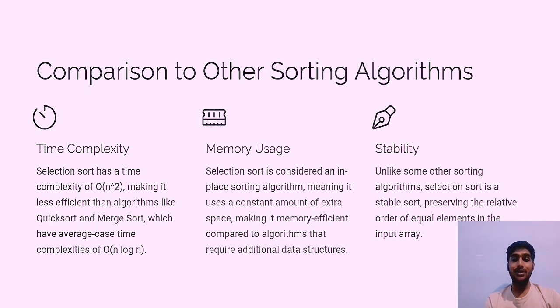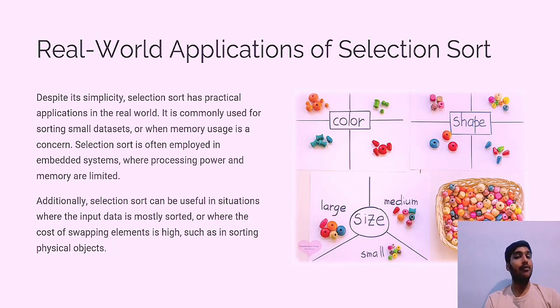Selection sort is considered an in-place sorting algorithm, meaning it uses a constant amount of extra space, making it memory efficient compared to algorithms that require additional data structures. Stability: unlike some other sorting algorithms, selection sort is a stable sort, preserving the relative order of equal elements in the input array.